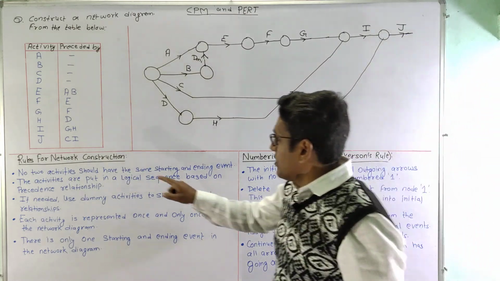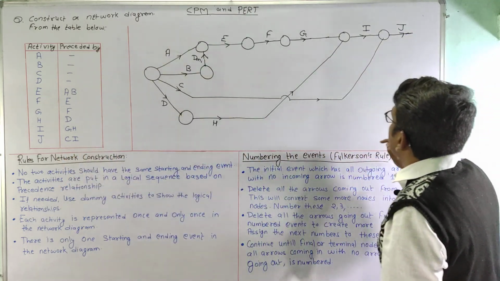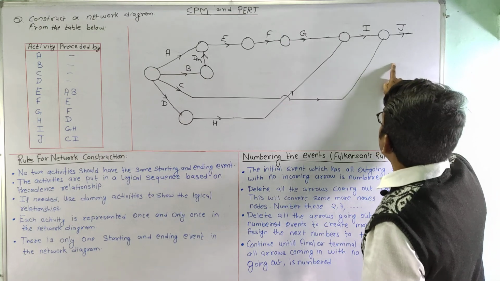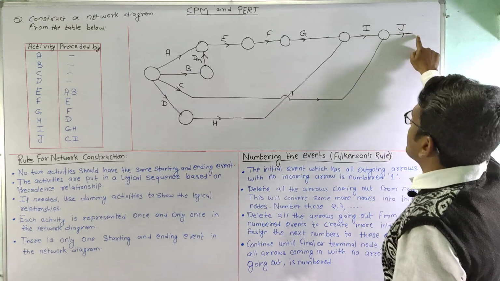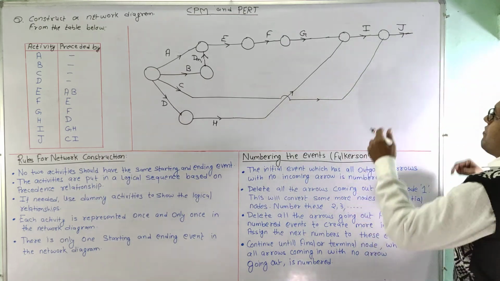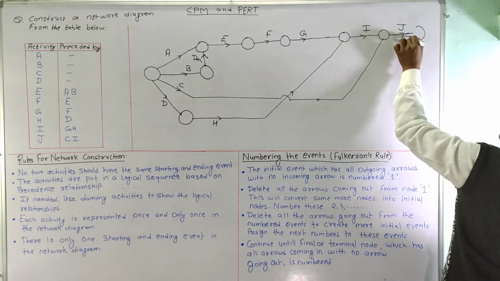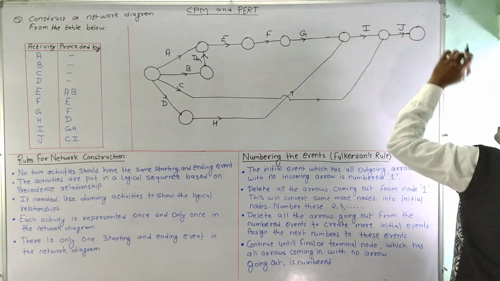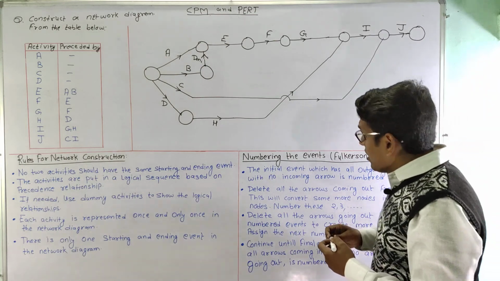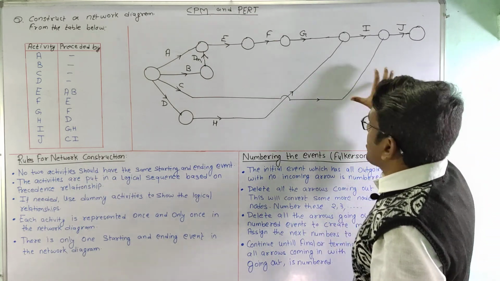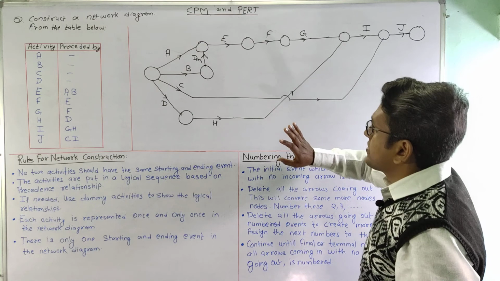Now once this has been finished, we will see how many open activities are there. So we can see that only J is open here right now. So we will terminate this at this particular event. So now our network construction has been done.